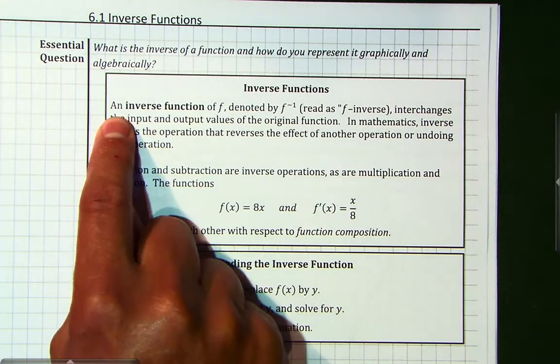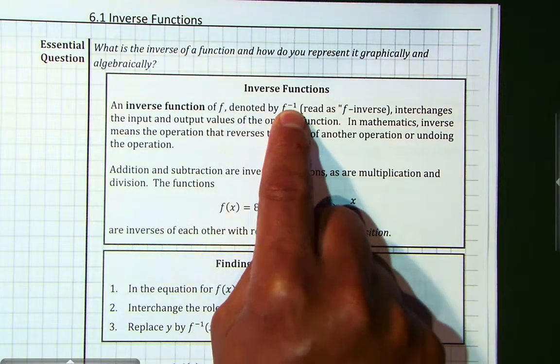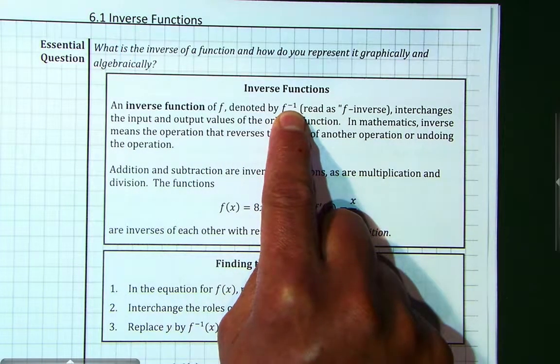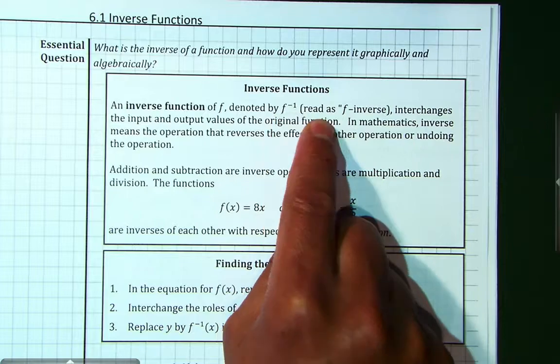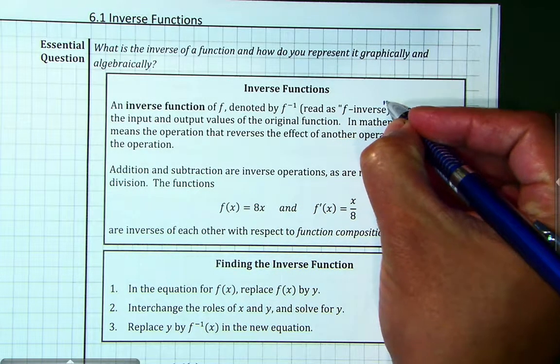So an inverse function, you guys covered it last year. The inverse function of f is denoted by f inverse. This is not an exponent. It's a little negative one, but it's read as f inverse.